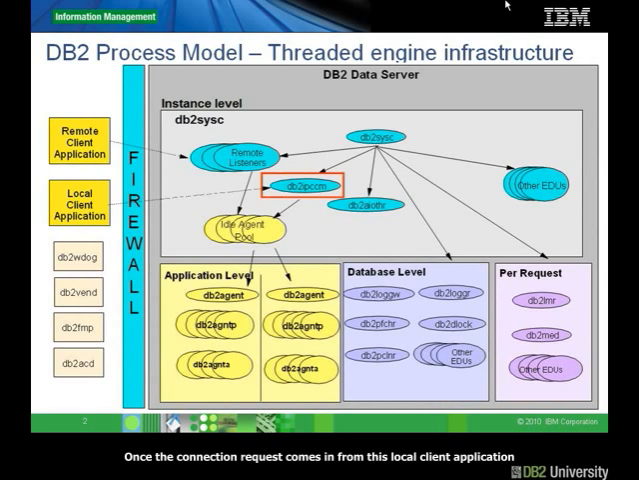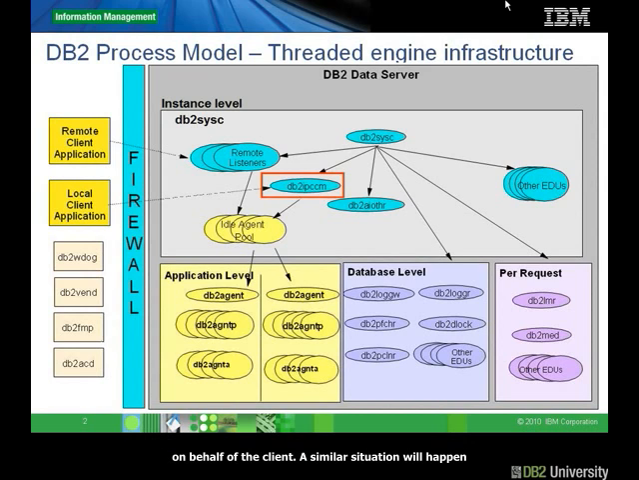Once a connection request comes in from this local client application, it would spawn or invoke an agent from the idle agent pool, and this agent, called DB2 agent, would take care of handling this application. You can think of an agent as a little worker performing DB2 operations on behalf of the client.